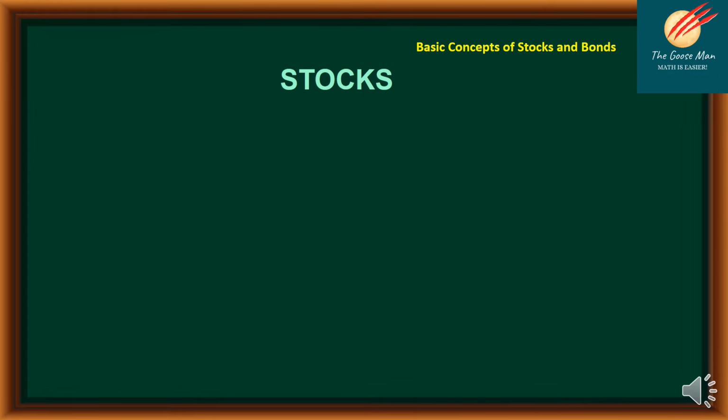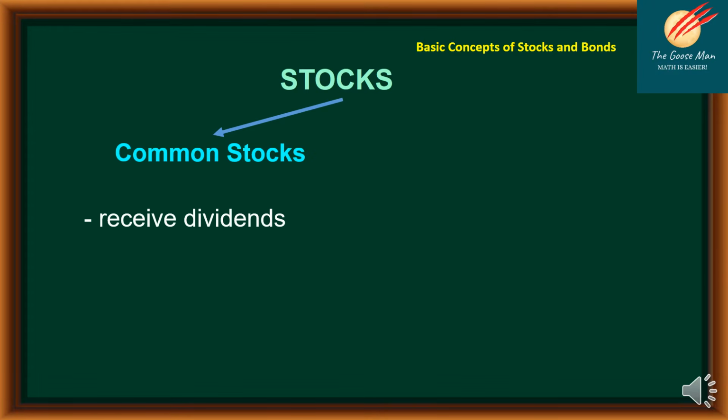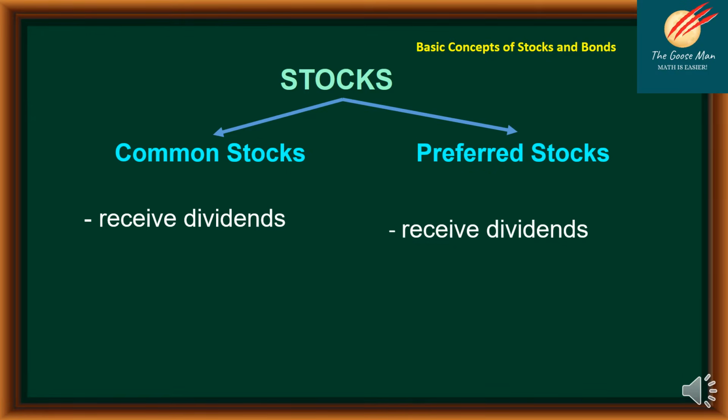Generally, there are two types of stocks. The first one is the common stocks, meaning to say that stockholders receive dividends, while for the preferred stocks, stockholders also receive dividends, but they are the ones to be paid first with the dividends.